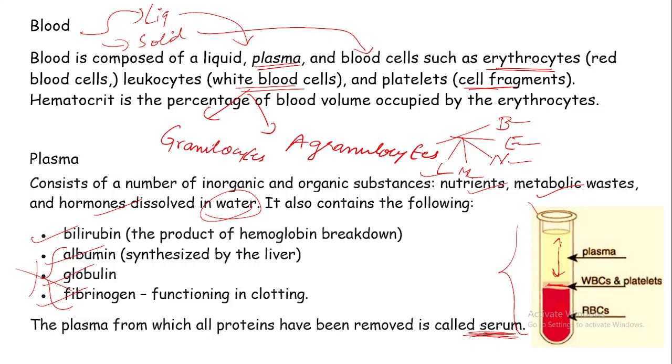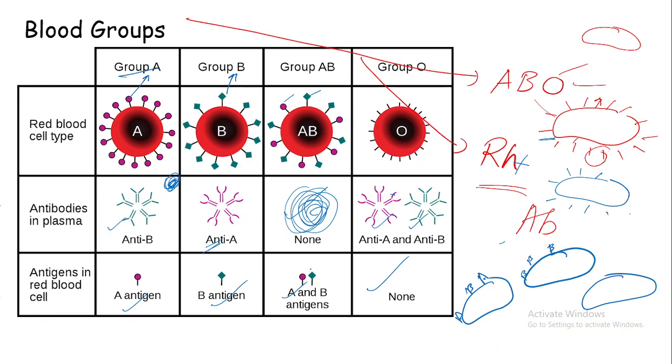Platelets are again cells without cytoplasm as such. They are irregular cells that mainly help in the clotting process. We have seen blood groups. There are two types, ABO and RH.